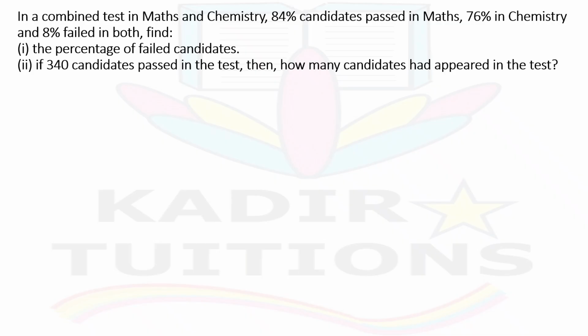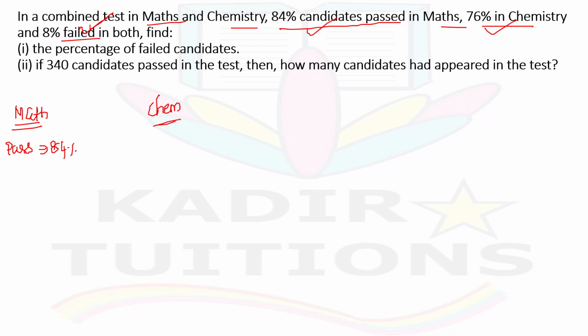Over here the question: in a combined test in math and chemistry, 84% of candidates passed in math, 76% in chemistry, and 8% failed in both. These two pieces of information are given regarding pass, and this information is given regarding the fail percentage. So math is there and chemistry is there, right? What is the pass percentage in math? The information is given as 84 percent. What is the pass percentage in chemistry? That is 76 percent.